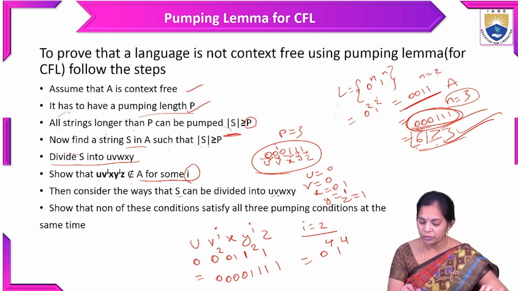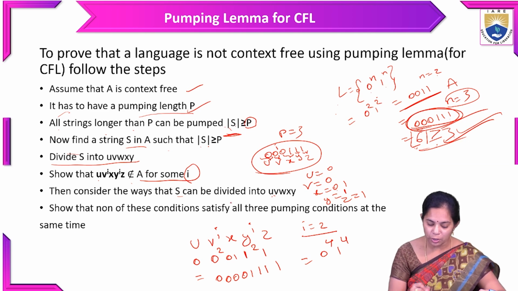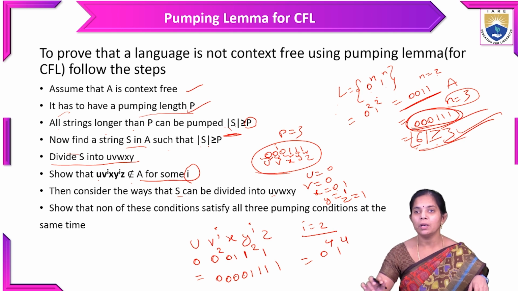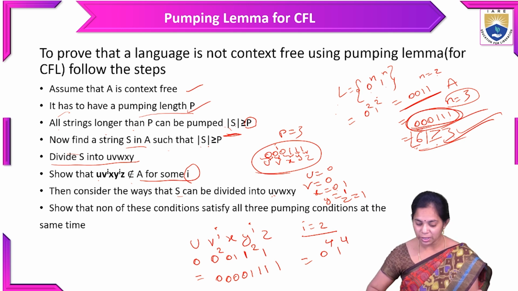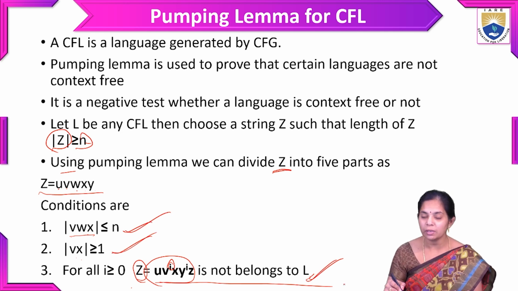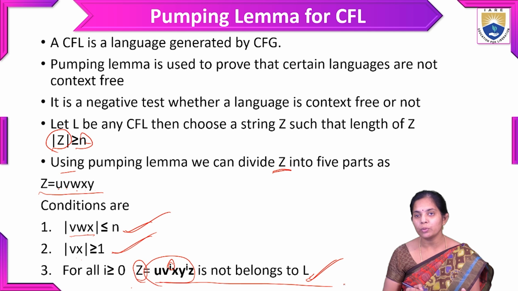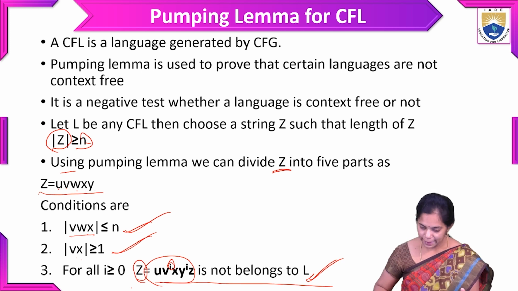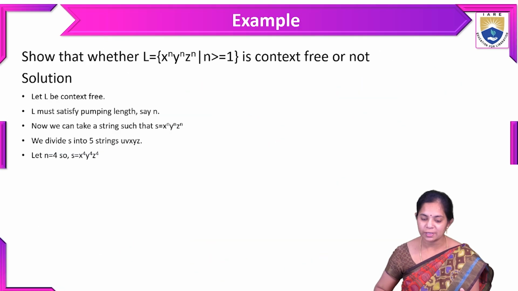So here U, V, W, X, Y. We have to divide the string like this and now show that it satisfies the 3 conditions or not. Here we have to satisfy these 3 conditions. Then you will prove whether the given language is a context-free language or not. And we will discuss it with more examples.